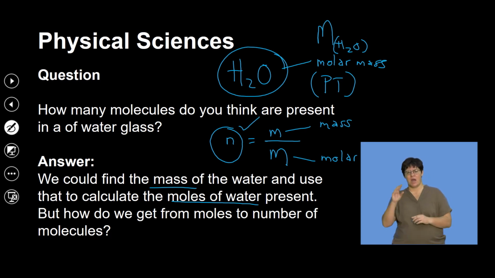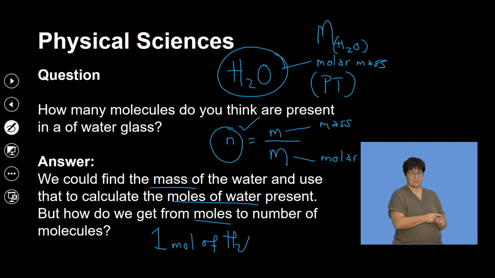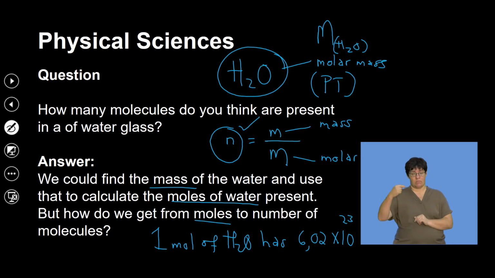But how do we get from moles to number of molecules? Now, we know that 1 mole of water has Avogadro's number of molecules, which is 6.02 times 10 exponent 23 molecules.